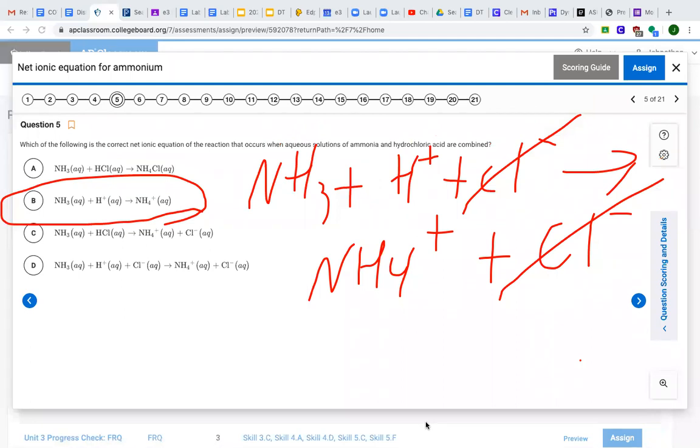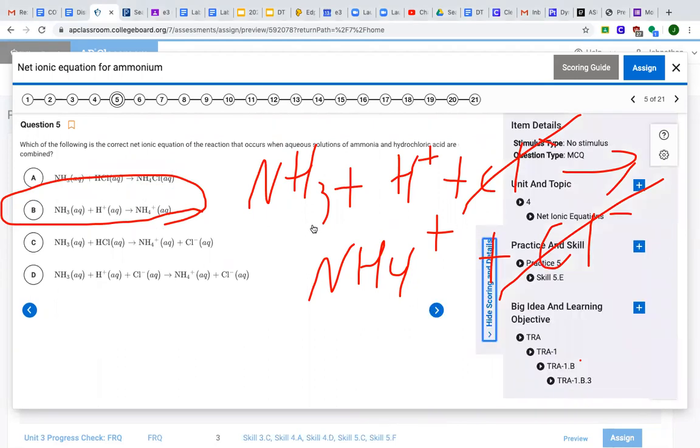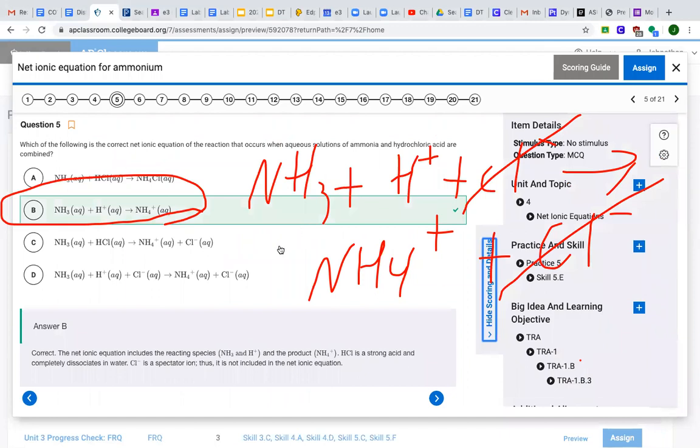Okay, so Kate and I agree on this one that ammonia plus HCl, where HCl ionizes because it's a strong acid, yields ammonium NH4 plus Cl minus. So the chlorides are the only spectator ions, so they go, right? And then we should really get B as the answer. Let's see if that's the case. Woohoo! Okay, B is the correct answer. All right, so any questions, scholars, about this one?